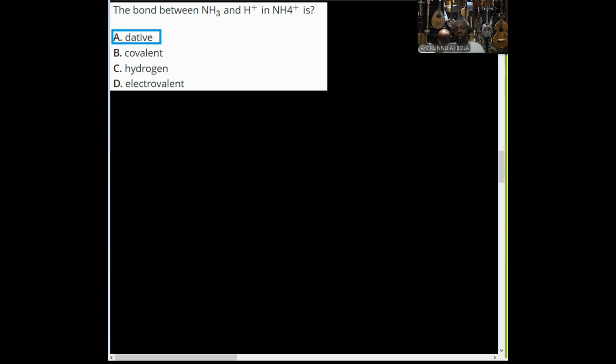Now, the ammonium ion, NH4 plus, will have covalent bonds because both nitrogen and hydrogens are non-metals. Of these covalent bonds, one of them will be considered a dative covalent bond, which is a covalent bond where they both share the electrons that come from the same atom. And that is why we go for dative bond. Is that clear?